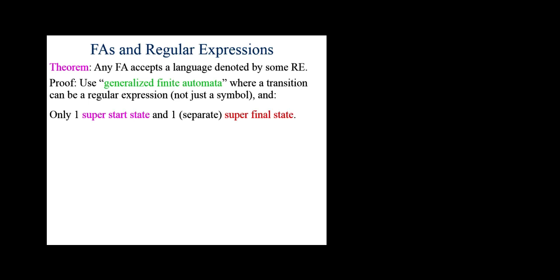So, finite automata and regular expressions, we already showed that for every regular expression, there's a finite automata that recognizes the language denoted by it. So that we showed half this theorem. The other half is to show the opposite, to show that any finite automata accepts a language that's denoted by some regular expression. So in the previous couple of slides, we took a regular expression and converted it to an equivalent finite automata. Now we're going to do the opposite. We're going to start with a finite automata and convert it into an equivalent regular expression. Okay.